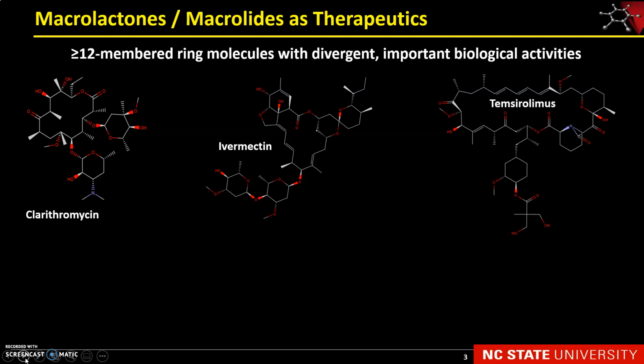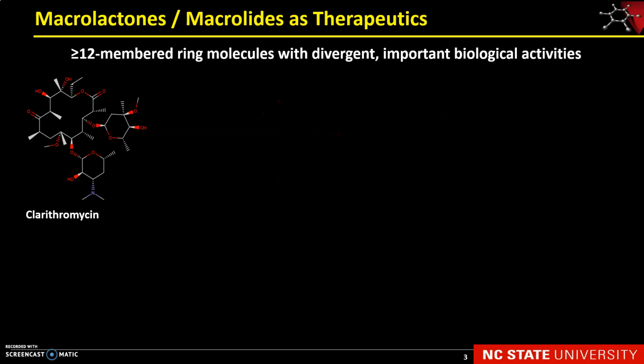So these are some of the representative structures of macrolides and macrolactones. They are at least 12-membered ring molecules, and they have a lot of divergent important biological activities. They can be characterized by the presence of an ester functional group within the core rings. You may not have seen these structures before, but you may have heard of their names.